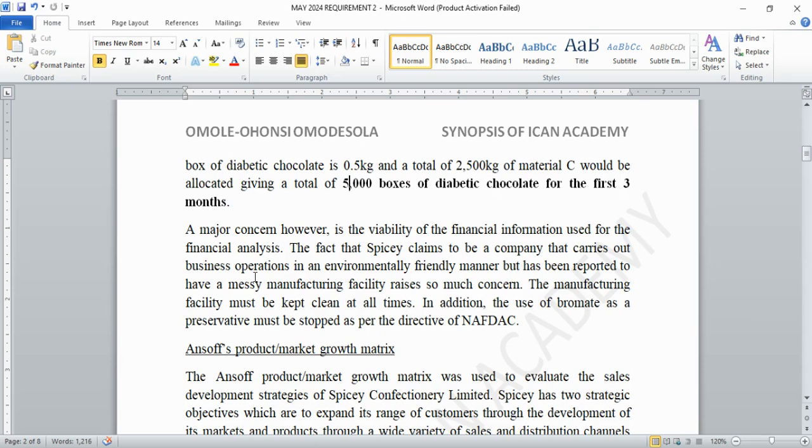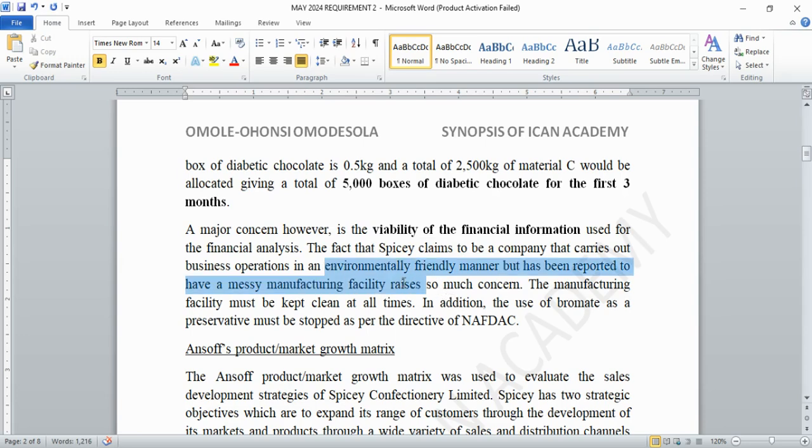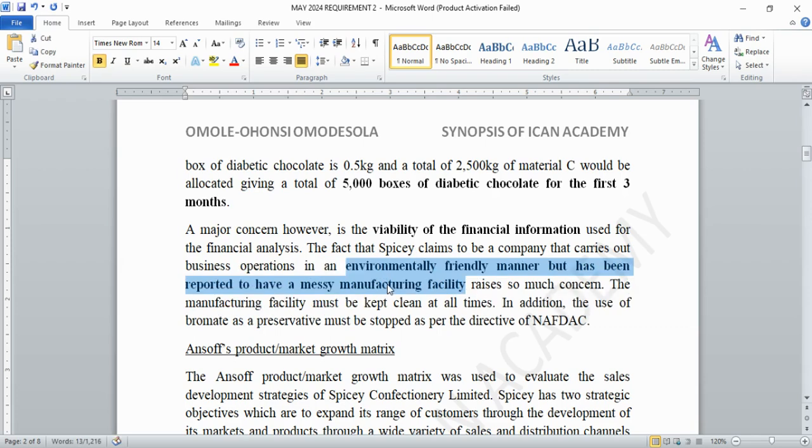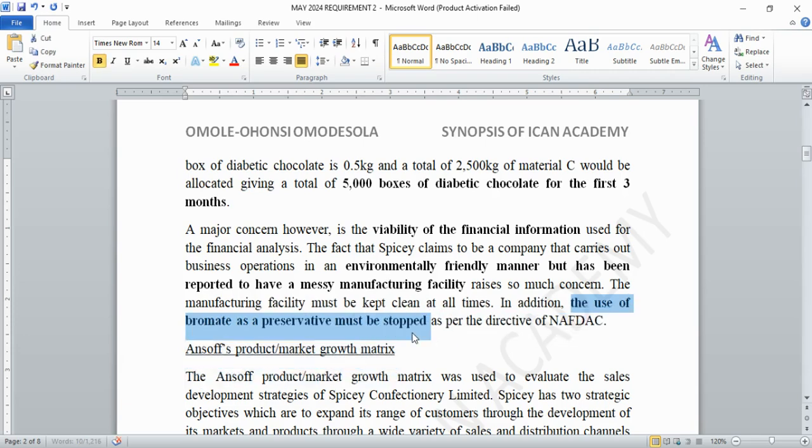So a major concern, first of all, is that when you see a projection, you question the viability of that information. A major concern is the viability of the information used. Talk about that. The fact that they claim to be environmentally friendly and then have a messy facility makes us think twice. Are they really telling the truth? So they must ensure that the manufacturing facility is kept clean at all times. And they have to stop the use of bromate, because NAFDAC has told them that's their last warning.